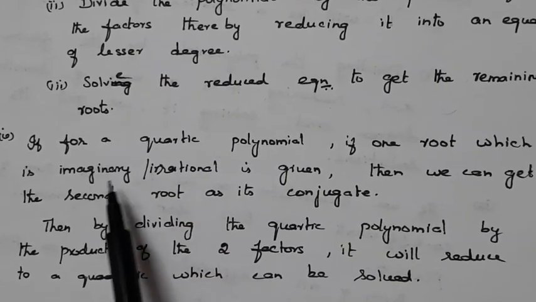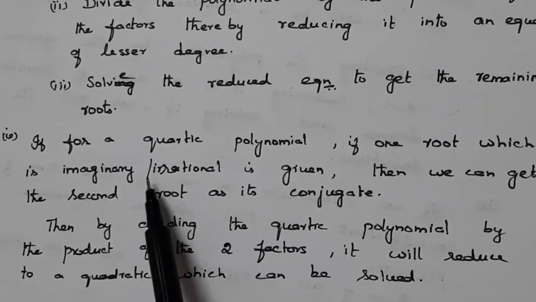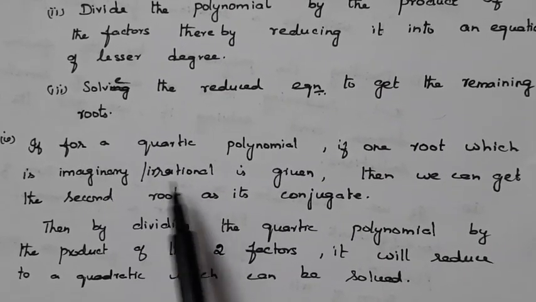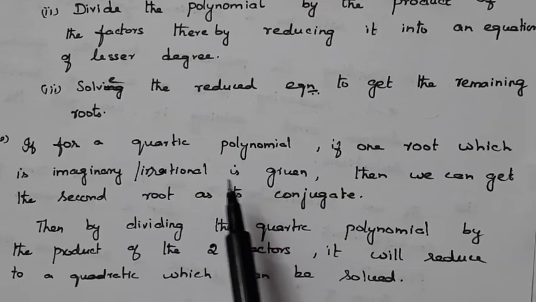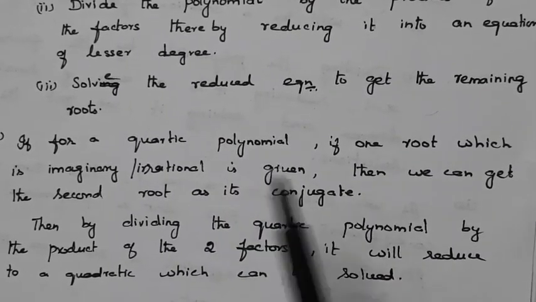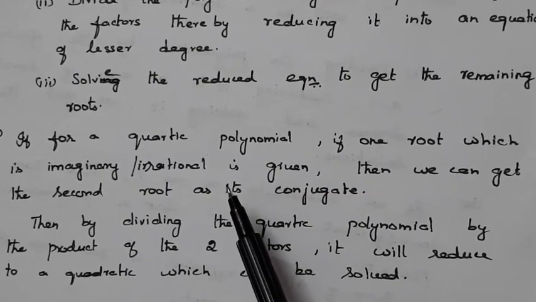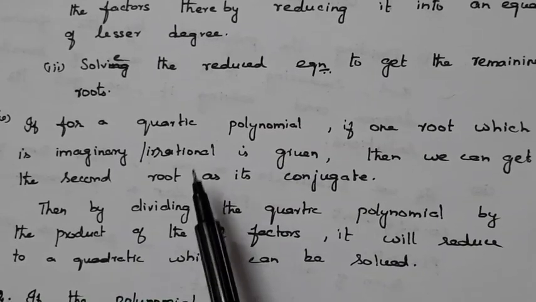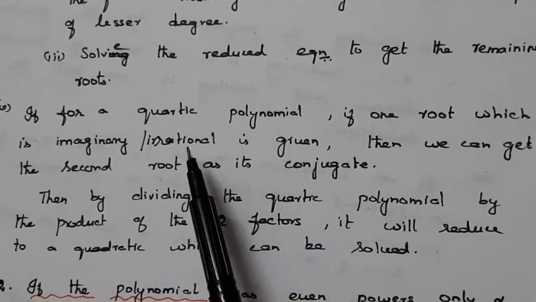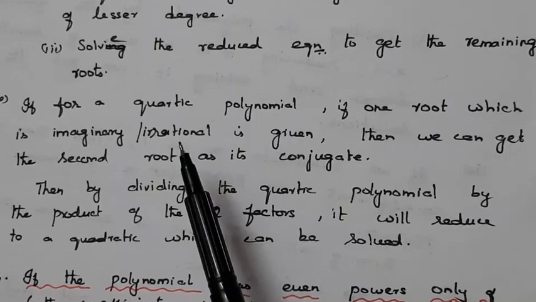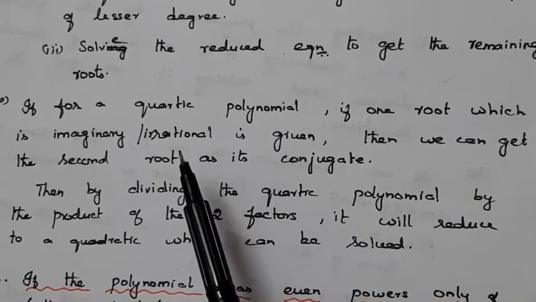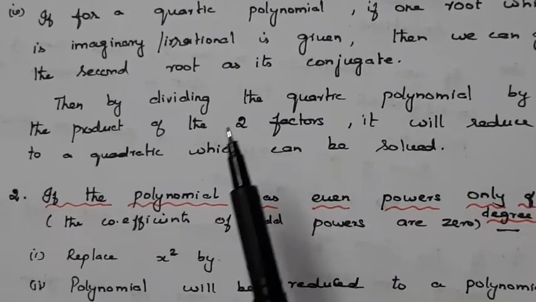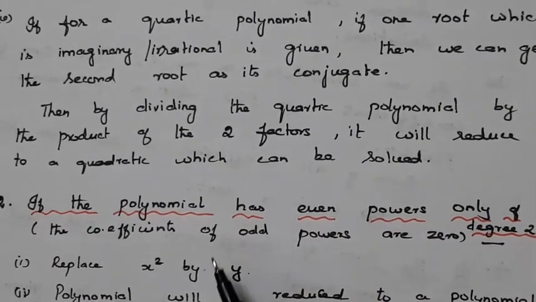So, given one root, we may get the other root also by taking its conjugate. Then by multiplying the two factors, you will get a quadratic polynomial. Then dividing the quartic by that quadratic, you will get the resultant as a quadratic polynomial. And then by solving the quadratic, you will get the remaining two solutions. So, this is the way to find the roots of the equation given some roots. This is the technique used to find the roots of a given equation given some roots. Then we will see some example problems after explaining all the techniques.